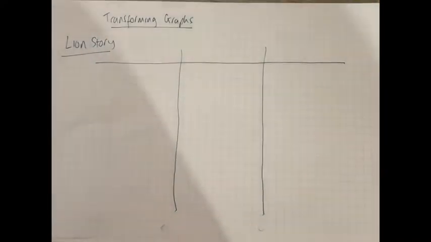Okay, the next part of this chapter deals with transforming graphs. Now, in order to help you remember how to transform graphs, I'm going to tell you a story. So it's Jackanory or Bicanori. It's a lion story. Now, what I'd like you to do is just close your eyes, just relax, and just listen to the story.